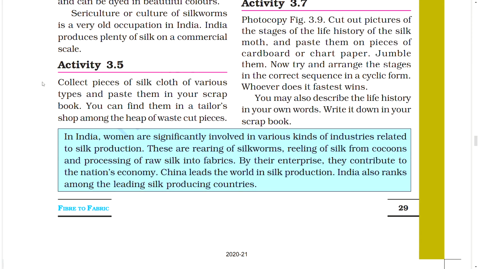In India, women are significantly involved in various kinds of industries related to silk production. These are rearing of silkworms, reeling of silk from cocoons and processing of raw silk into fabrics. By their enterprise, they contribute to the nation's economy. China leads the world in silk production. India also ranks among the leading silk producing countries.